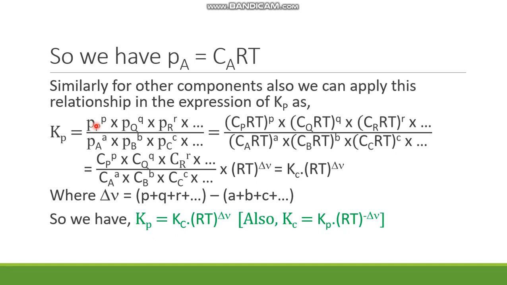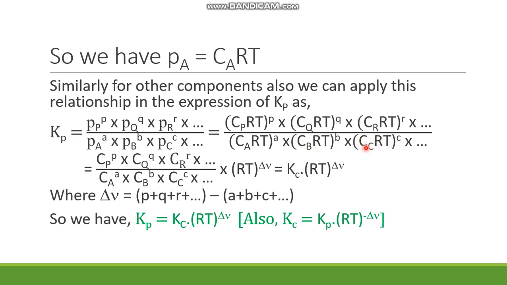Now we have the expression of partial pressures in terms of concentration. So the partial pressure of P can be written as the concentration of P into RT, and to its power the small letter p would go. Similarly, for Q we can write CQ RT whole to the power q, and in the same way for the reactants: instead of PA we write CA RT to the power a, that means the number of moles of A. This is CB RT to the power b, and CC RT to the power c.